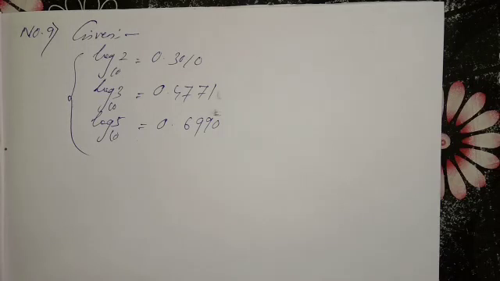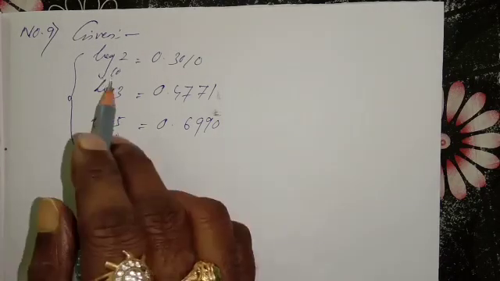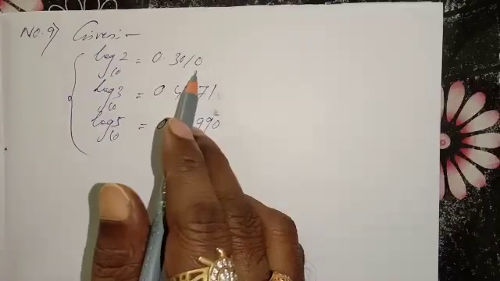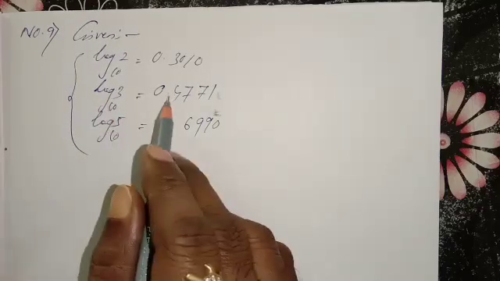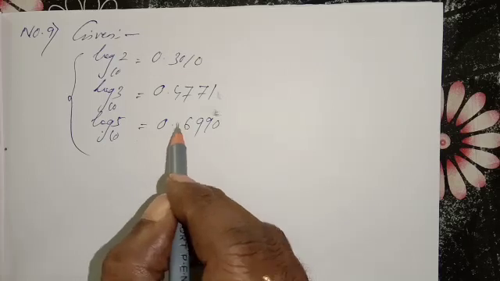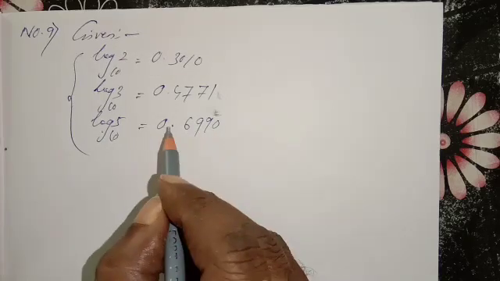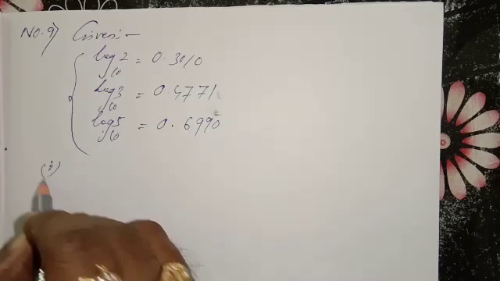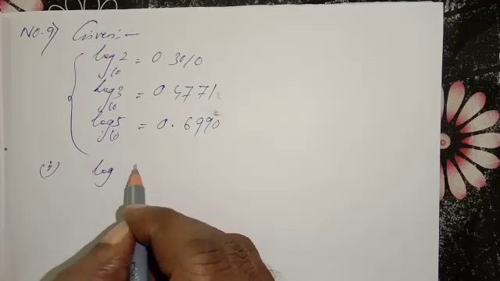See question number 9. It is given that the value of log 2 base 10 is 0.3010, log 3 base 10 is 0.4771, and log 5 base 10 is 0.6990, and you have to find out the first part, log of 0.6.